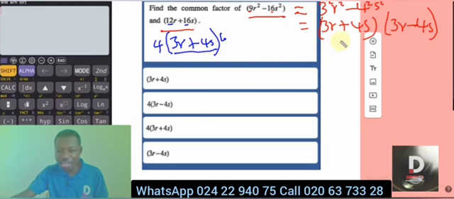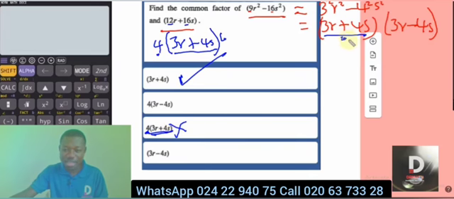Now, the factors, this is 3r plus 4s. Can we find it here? 3r plus 4s is also here. Therefore, this is the common factor. This is the answer. Option A is the correct answer. It can never be this. Why? This is 4. It's not here, so it's not common. But this one is here. I can find it there. Common. Does it make sense?